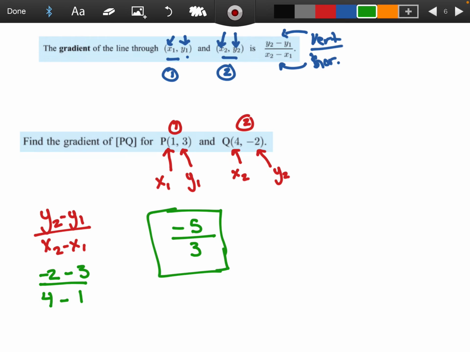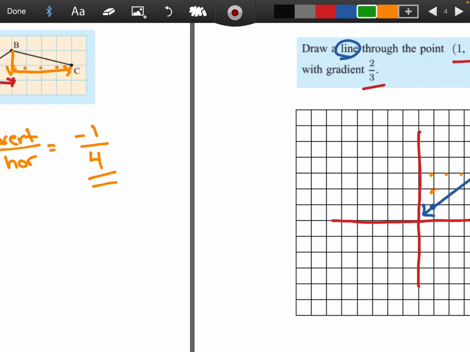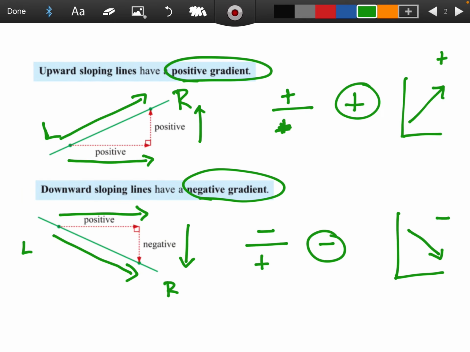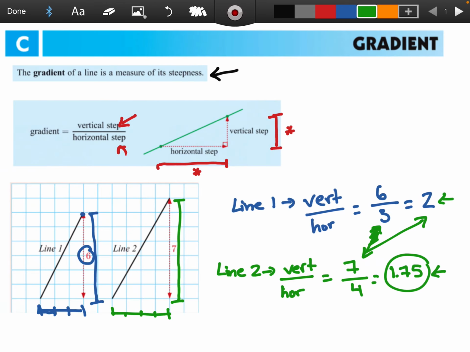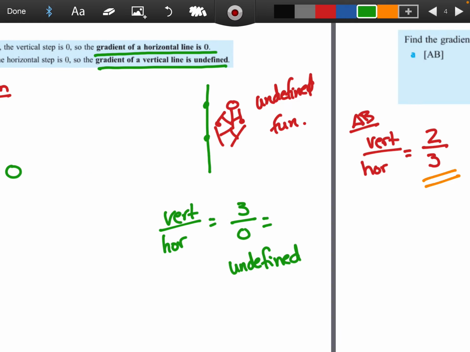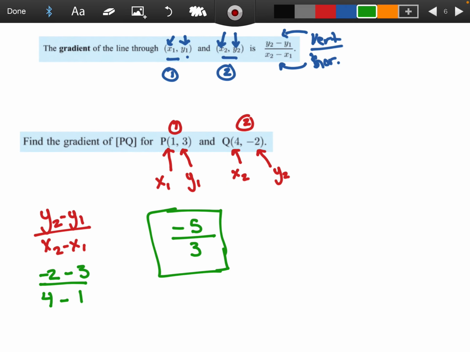Okay, so that takes us through 2 ways to figure out gradient. You can figure out gradient by counting vertical step over horizontal step like we did here. So if you have the line graphed, great, away you go, count away: vertical step, horizontal step. If you only have coordinates and don't want to go through the trouble of graphing it all out and then figuring it out, you can use the formula by assigning x1, y1, x2, y2 to your 2 points and then working them through the formula.